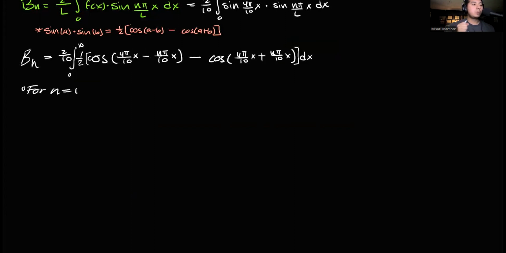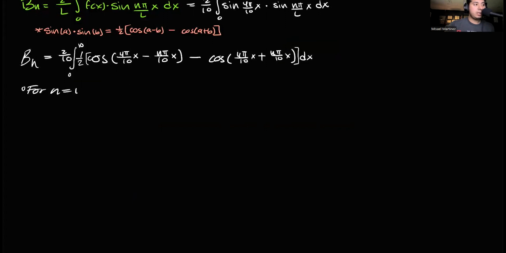So you can see we get 2 over 10, integral from 0 to 10, of 1/2 cosine of 4 pi over 10 x minus n pi over 10 x, minus cosine of 4 pi over 10 x plus n pi over 10 x. So let's see what we get. We have to do this for every single one of our n values, and then add all of them up, because each one of those goes along with the summation. That's what we have to do.